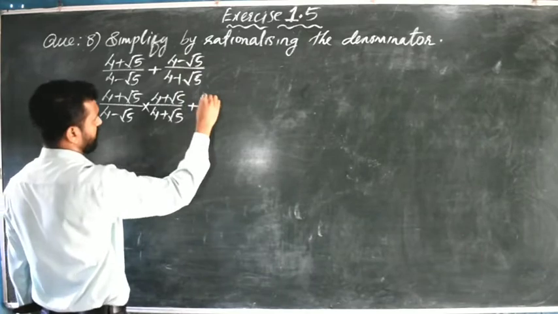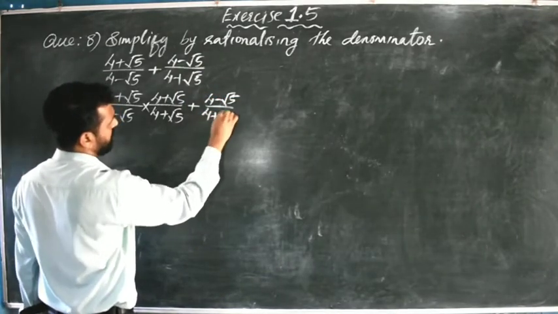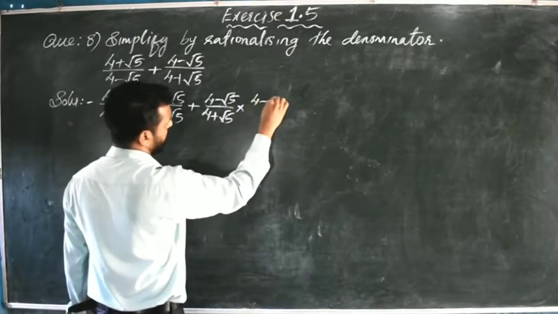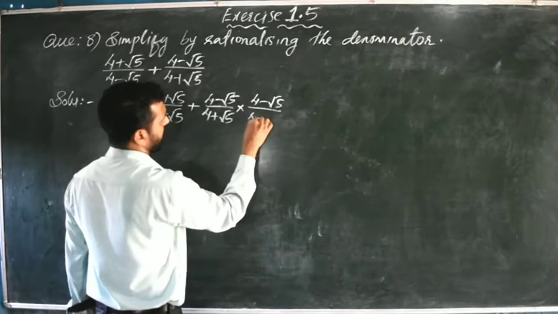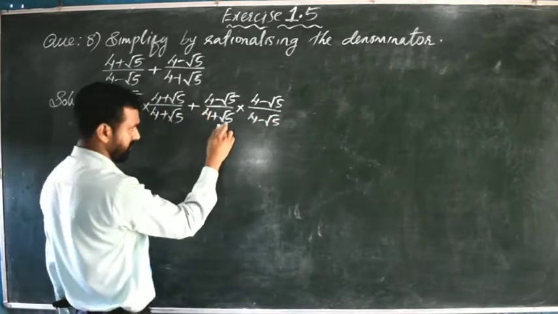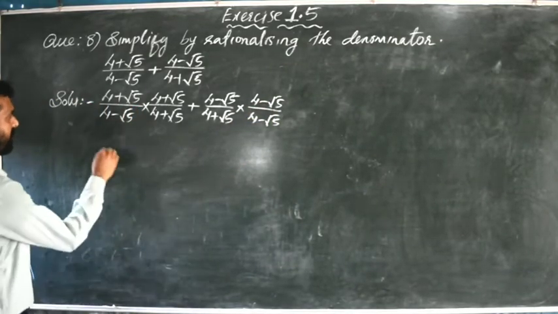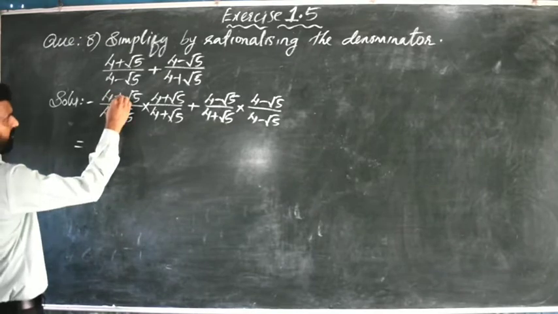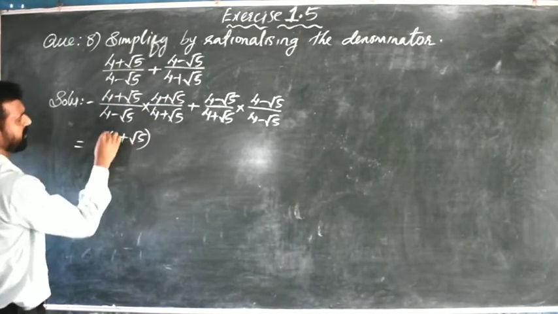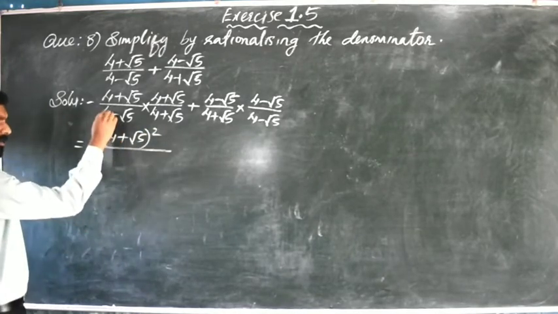Now the second rational number we will take is (4 minus root 5) divided by (4 plus root 5), into (4 minus root 5) divided by (4 minus root 5), because the denominator is 4 plus root 5, so we have to multiply numerator and denominator by 4 minus root 5. Now multiplying 4 plus root 5 into 4 plus root 5, that is 4 plus root 5 the whole square in the numerator.